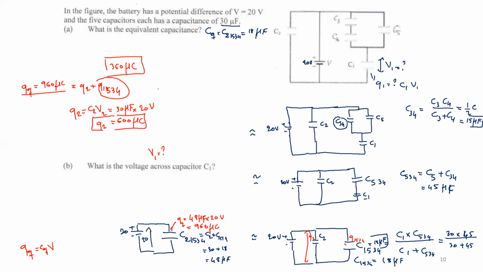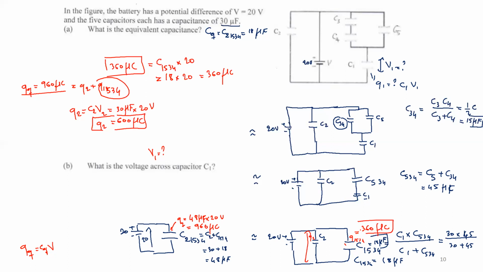Okay. And I know that already because it was just C1534 times the voltage, which is 20. So this is equal to what? What was C1? 18. So it was 18 times 20. So 18 times 20 gives you 360 microcoulomb. Okay, good. So here I have 360 microcoulomb.